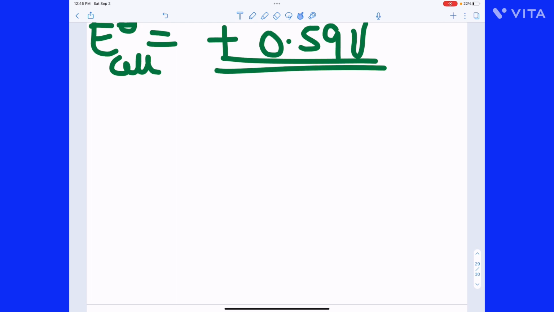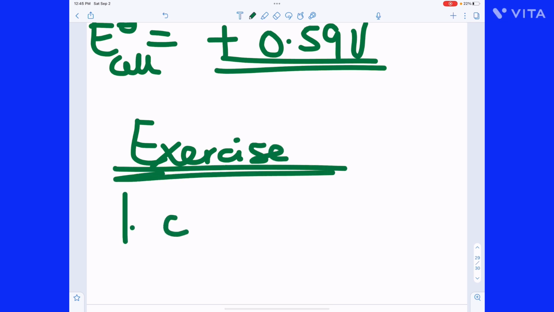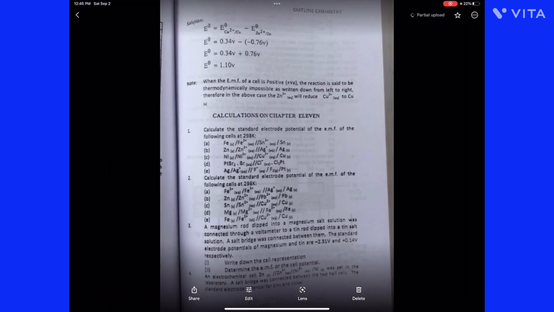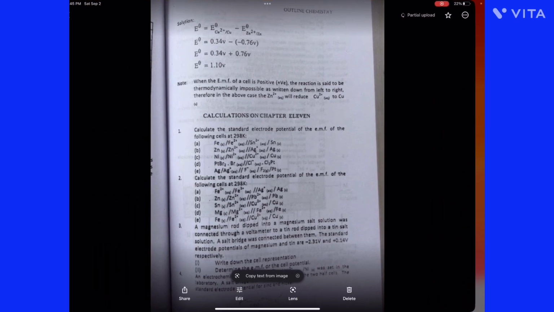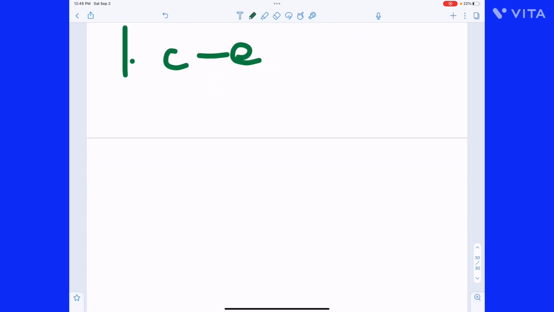So as your exercise, do it from question 1C to E. I've done A and B. So answer the questions from C to E. Now, let's go to something very important.